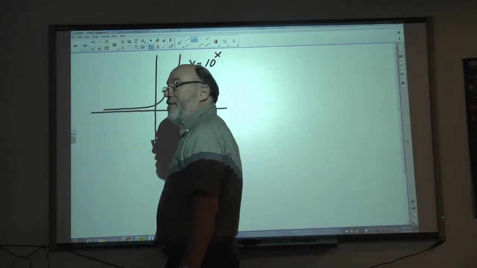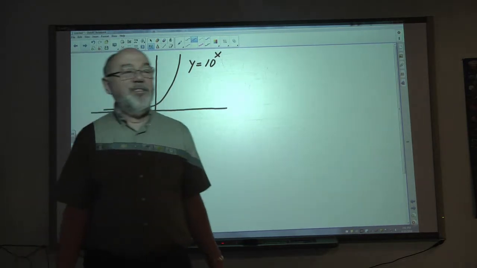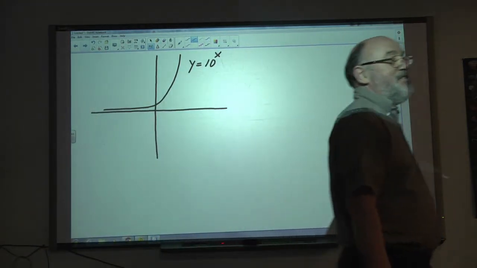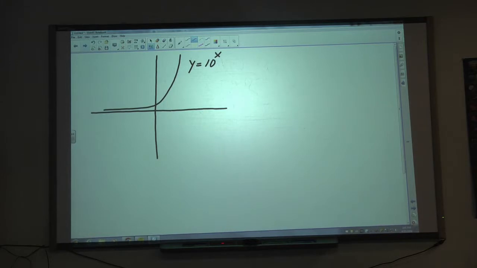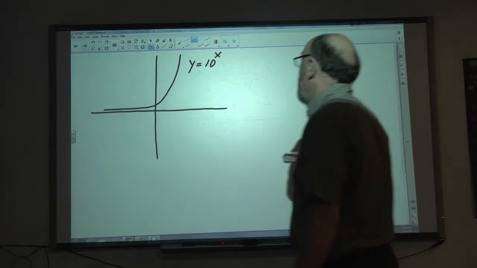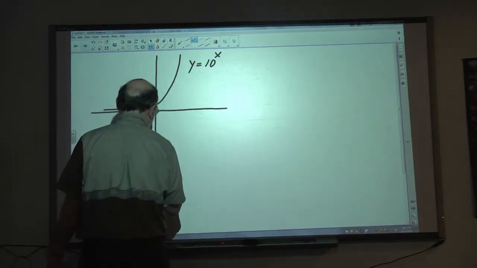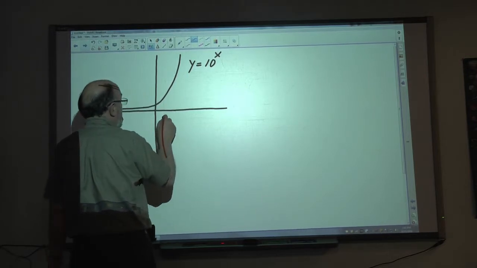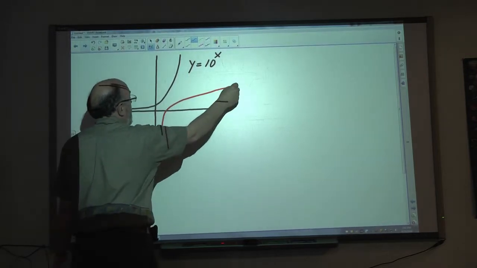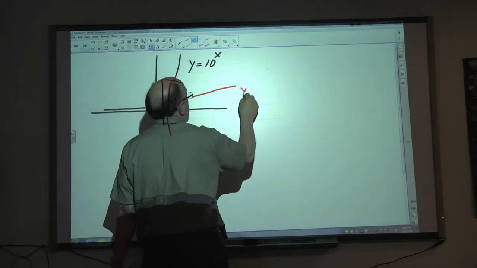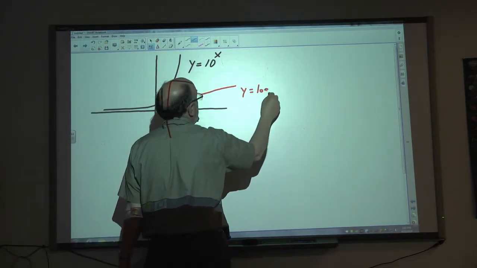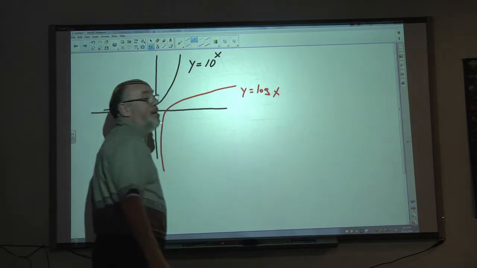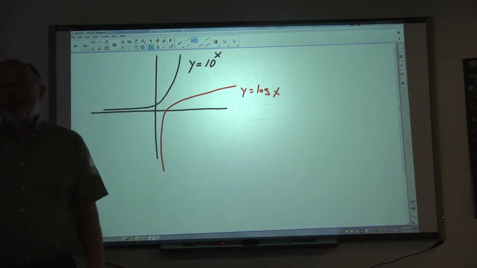Okay, remember back from the little days of your algebra trig stuff, you had exponential graphs, then you also had logarithmic graphs, right? And the logarithmic graph then was the one that went like this. Right? Logarithms, right?